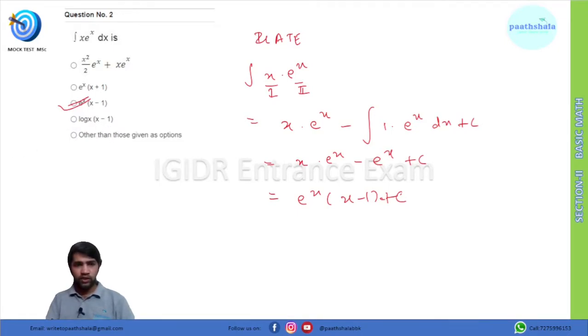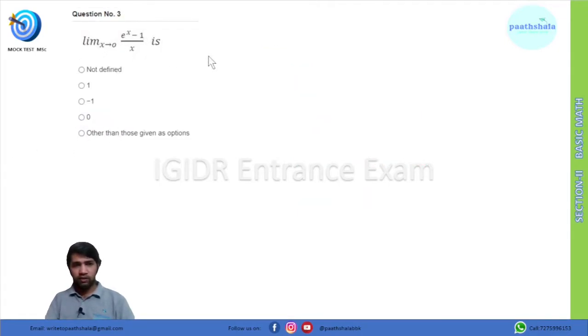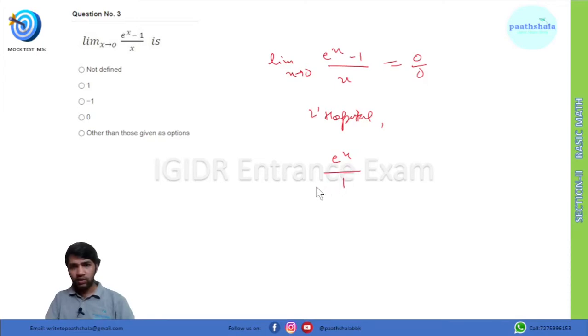Now let's move to the next question. Here we have to find the limit. If you put x equal to 0, you can see that the limit as x tends to 0 of (e to the power x minus 1) upon x is of the 0 by 0 form, which is indeterminate. So applying L'Hopital's rule, you differentiate the numerator, so it will come out to e to the power x, and in the denominator we will get 1. So the limit as x tends to 0 will come out to be e to the power 0, which is 1. So option 2 is the right option.